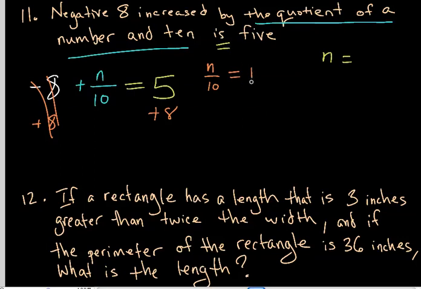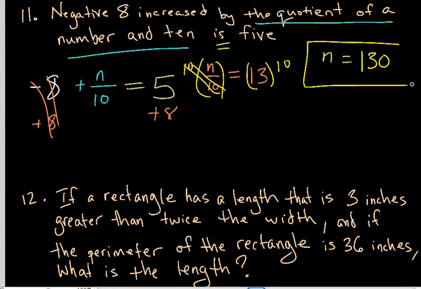5 plus 8 is 13. So now I have to get n by itself, so it's being divided by 10, so I'm going to multiply it by 10. Multiply both sides by 10. So now these 10's cancel out, and I have n equals 13 times 10, which is 130. You should check that. Okay.